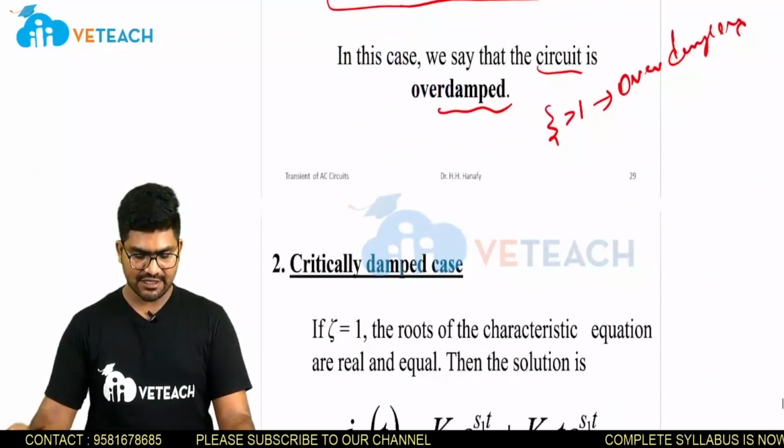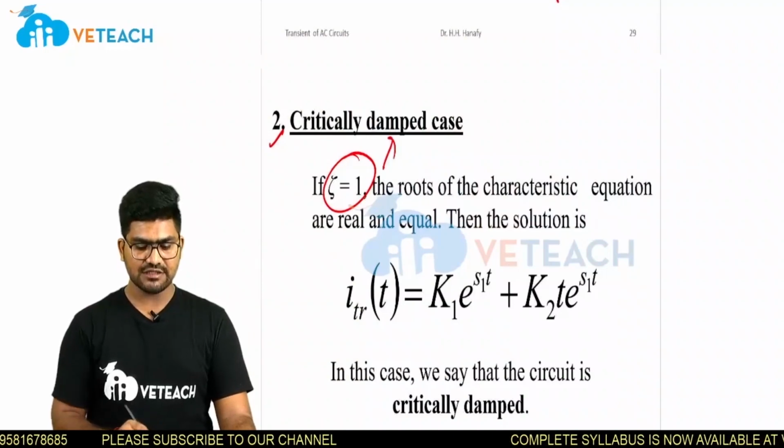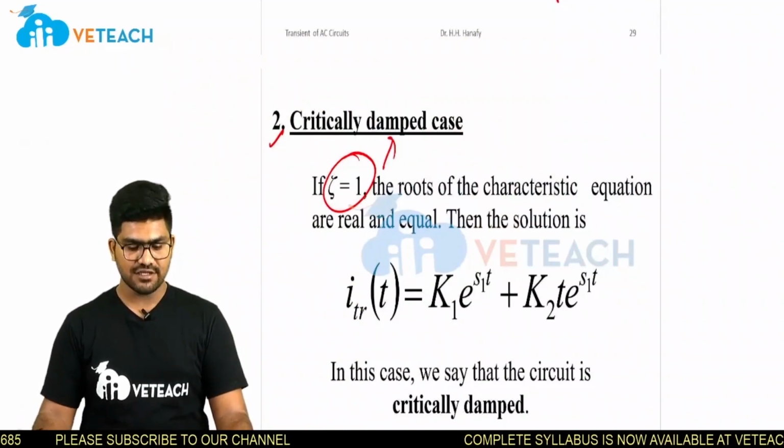Now the second case is critically damped. In critically damped, if zeta is 1, then the system is known as critically damped.